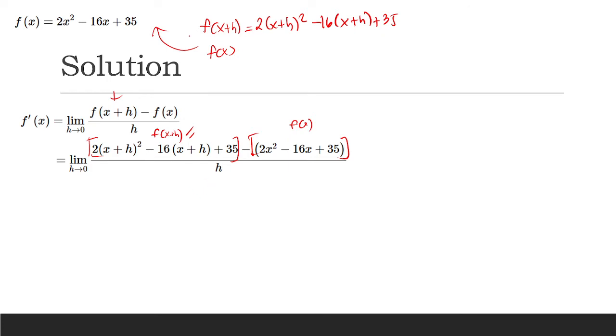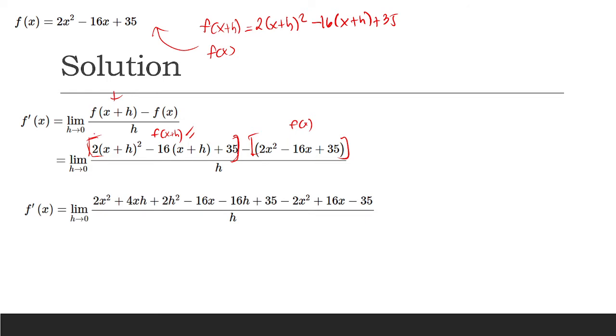To do that, we just multiply. We can simplify this one, it's very obvious. We have 2 times (x plus h) squared. This is x squared plus 2hx plus h squared, right? Times 2, we arrive at 2x squared plus 4xh plus 2h squared. Next, we have negative 16 times (x plus h), so negative 16x minus 16h plus 35. Then we distribute the negative sign, so that's negative 2x squared plus 16x minus 35, all over h.